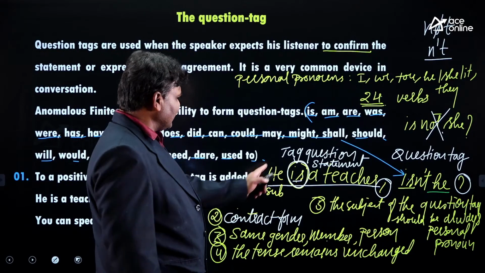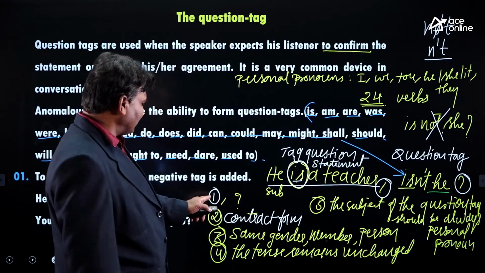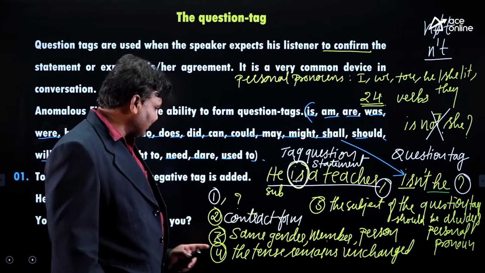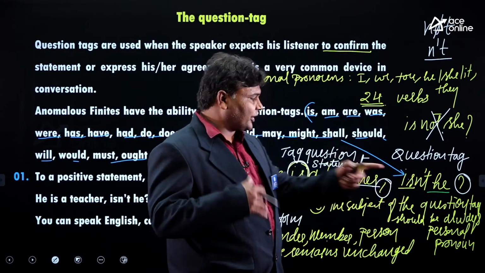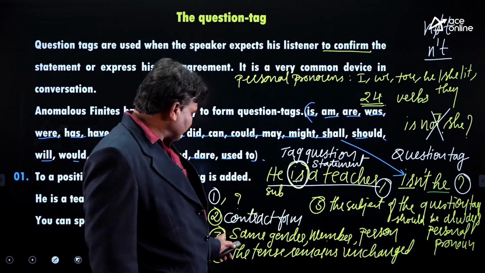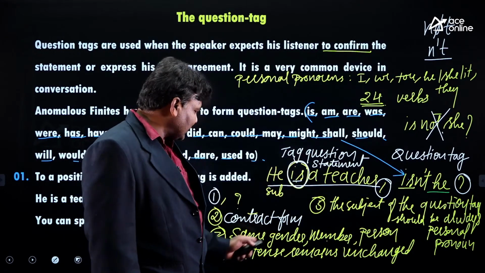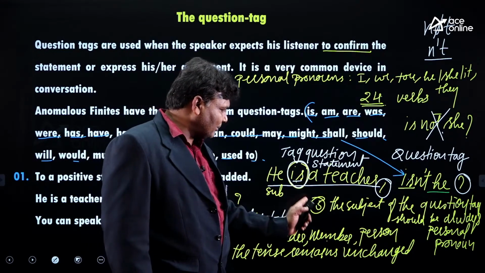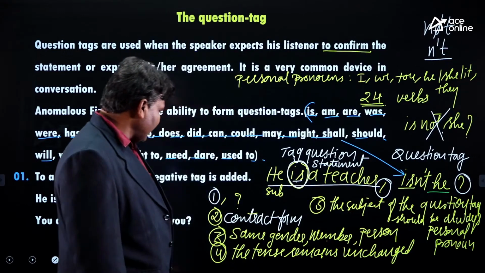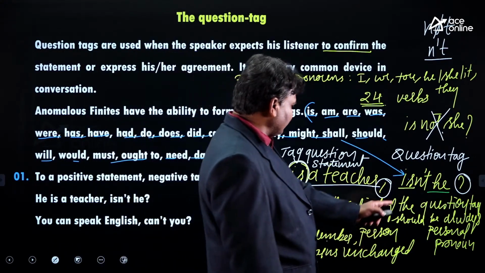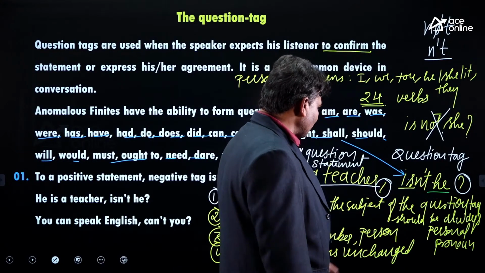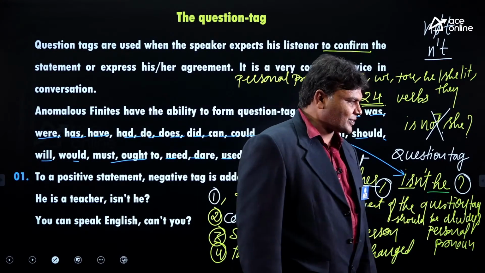First of all, your question tag has to be introduced by a comma and end with a question mark. That is point number 1. Number 2, it should be in contracted form. It cannot be any other form. Number 3, the subject of the question tag should be of the same gender, same number, and same person. And the 4th one, the tense remains unchanged. And the subject of the question tag should always be a personal pronoun.